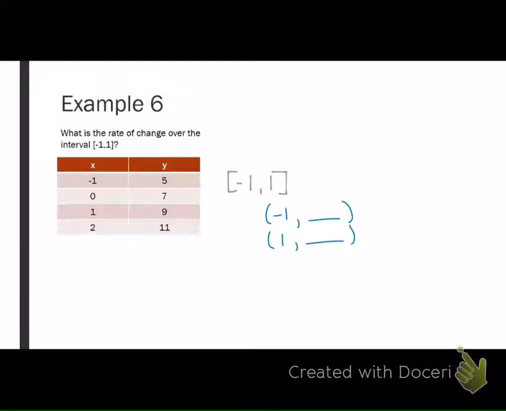Mike, what is the ordered pair with -1? 5. And how about with 1? 9. And then I'll just do it your guys' way real quick here. So 5 to 9 is plus 4. -1 to 1 is plus 2. So it's a Y over an X. So that's 4 over 2, which is just 2. And notice, do we have any units for this one? No. So we stay here. All right.